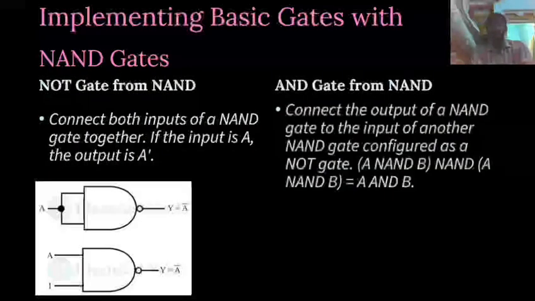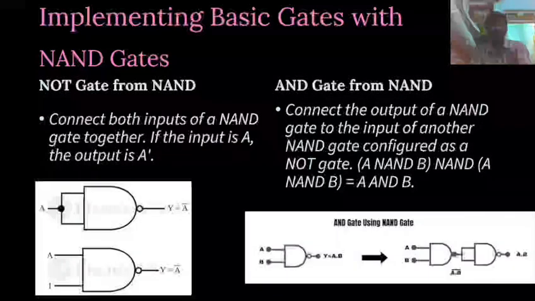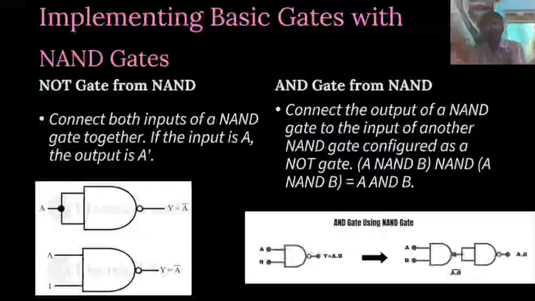AND gate from NAND: connect the output of a NAND gate to the input of another NAND gate, which acts as a NOT gate. A NAND B, NAND A NAND B, is equal to A and B. If you see here, A and B are inputs of a NAND gate giving Y equal to A NAND B. That output is then fed to both inputs of another NAND gate, which gives A into B.